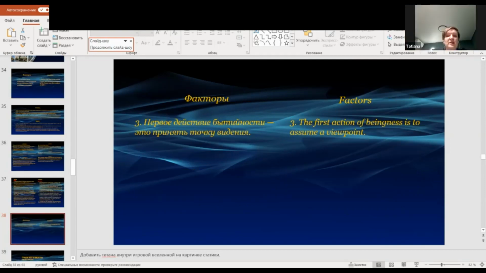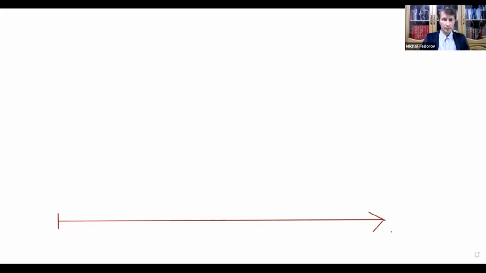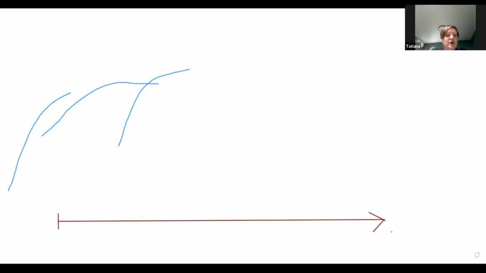To understand that, let's get back to the factors. The third factor is: the first action of beingness is to assume a viewpoint. Now let me draw you a picture. The easiest way to show it is to start with the static. Now that's the static. Now these figures that I'm drawing are kind of statics, different units of static, because there is no special symbol for that.